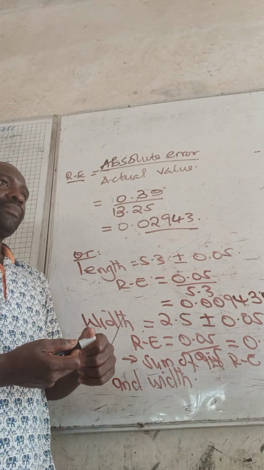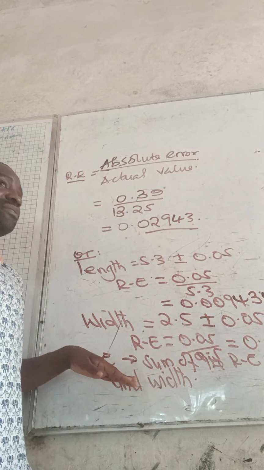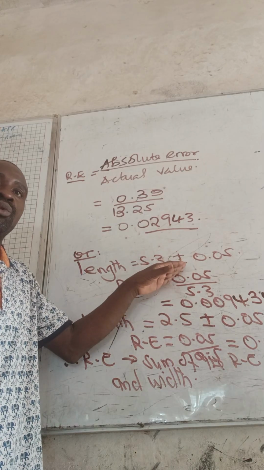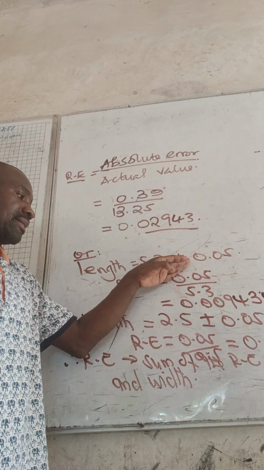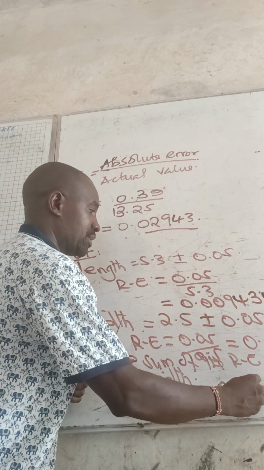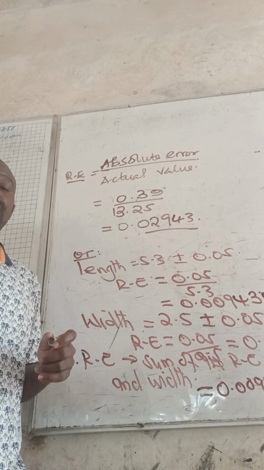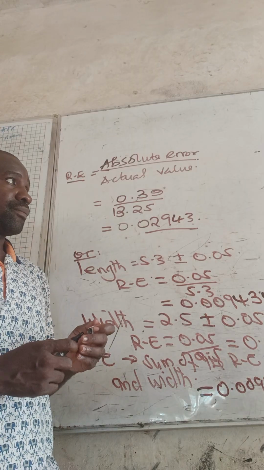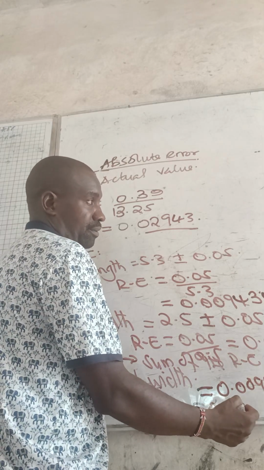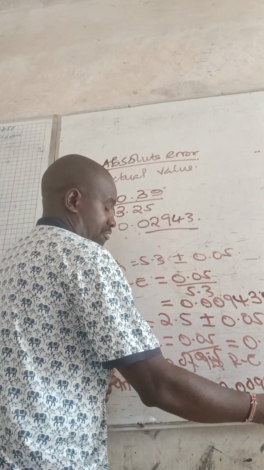Are we now together? Now, we say that the relative error is given as the sum of the two errors in length and in width. So we're going to have 0.009434 added to 0.02. What is that value? 0.029434.